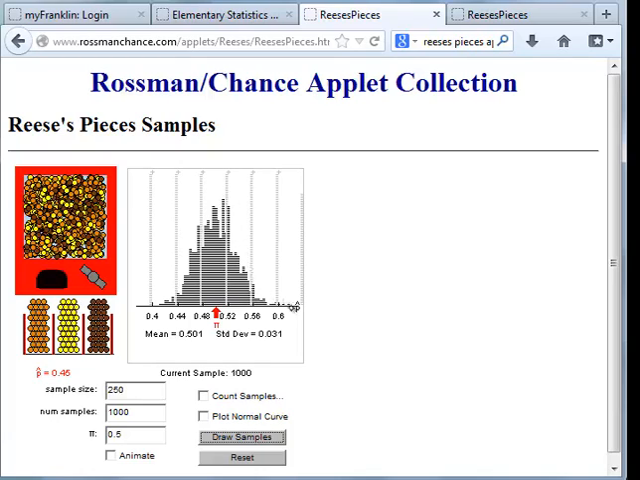You'll notice that we see that nice bell shape there, mounded in the middle with a little tail on either side. But these values are much closer together. These sample proportions are much closer than they were originally. They're between 40% and 60% instead of 20% and 80%.